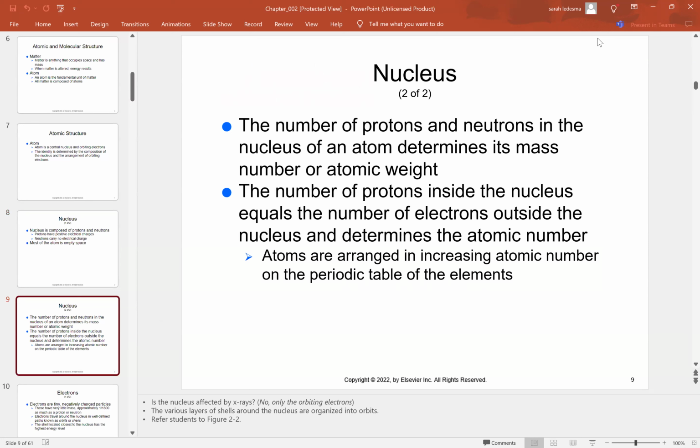The number of protons and neutrons in the nucleus of an atom determines its mass number, or atomic weight. The number of protons inside the nucleus equals the number of electrons outside the nucleus and determines the atomic number. Atoms are arranged in increasing atomic number on the periodic table of elements.